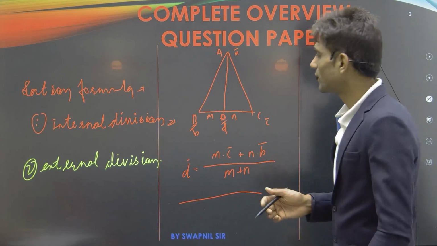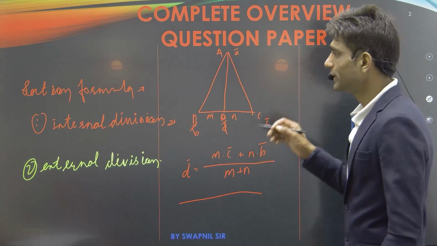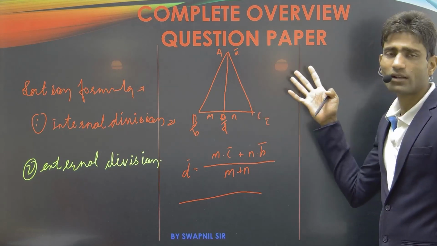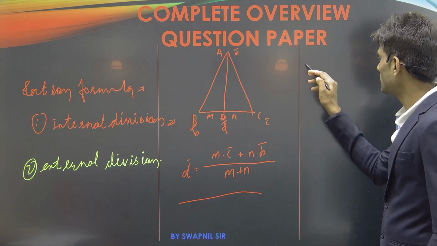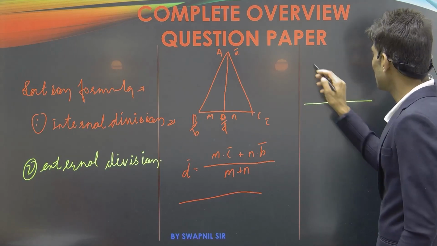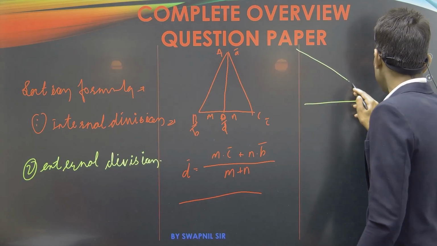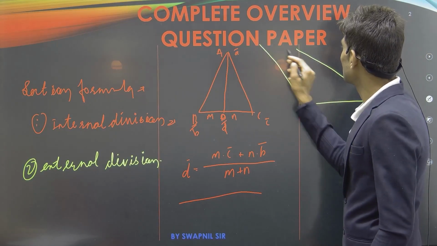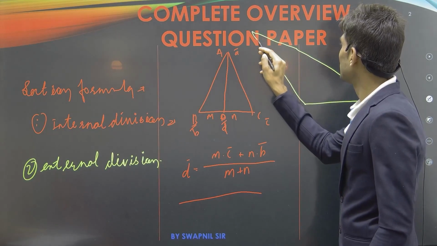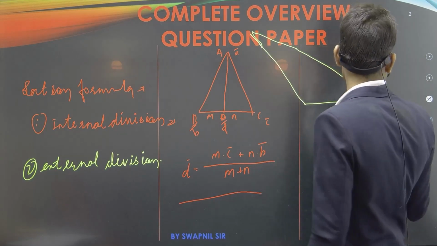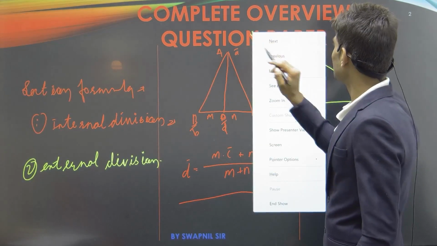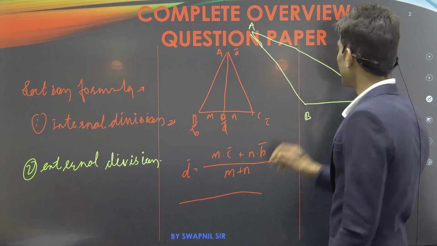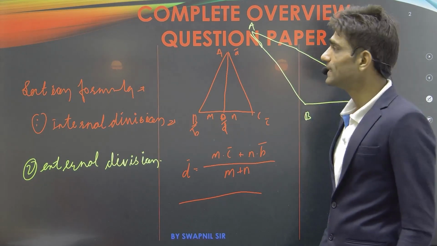Now let me explain with one of the figures, so we can visualize how it externally divides. For that, consider any obtuse angle triangle. As we don't have space here, I have taken it like this. So this one is our obtuse angle triangle ABC.